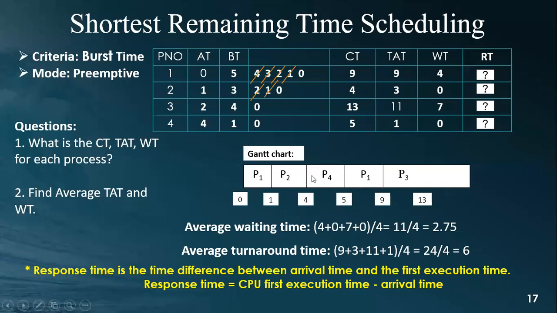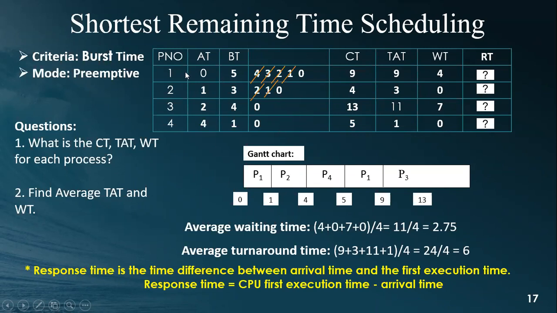Then process 4 got 1 second, then process 1 got 4 seconds. Again, it was not allocated at once, it was allocated 1 second at a time. And finally we have process 3. So after this, we can easily calculate the completion time. We know how to calculate it. We can calculate the turnaround time, we can calculate the waiting time, and so on. Finally, we have to calculate the response time. So this is new. Let's see how to calculate the response time.